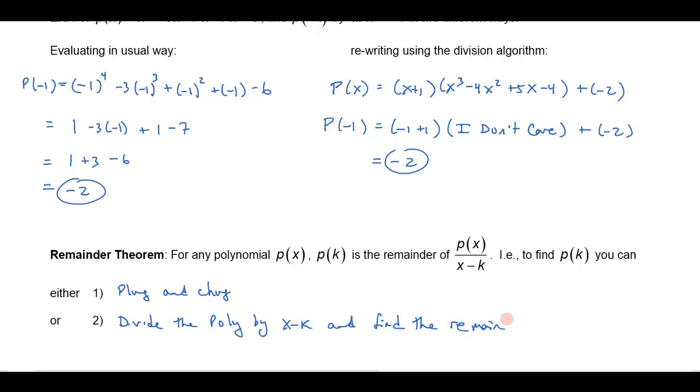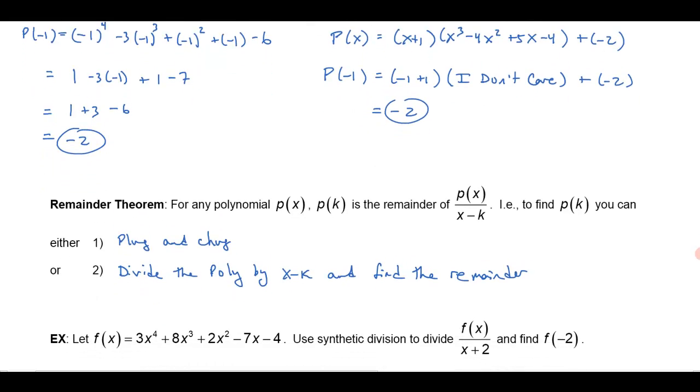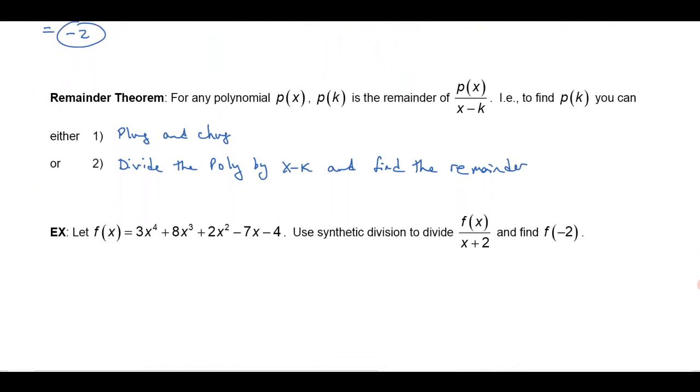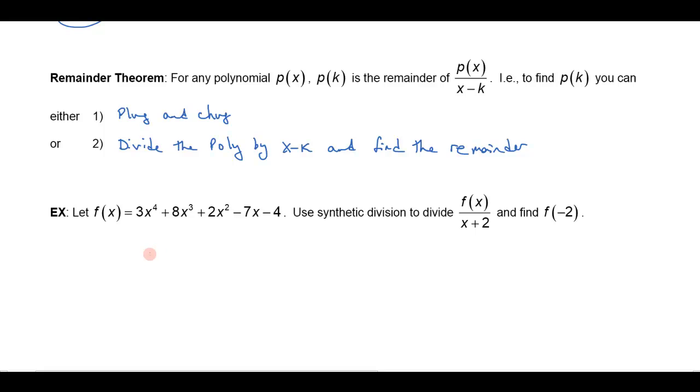Now it turns out, even though this is kind of new, that typically it'll be much easier, at least if you're doing it by hand, to divide by the polynomial and simply find the remainder. So let's do one more example of this to illustrate the process. Suppose my goal was to evaluate this function at -2.